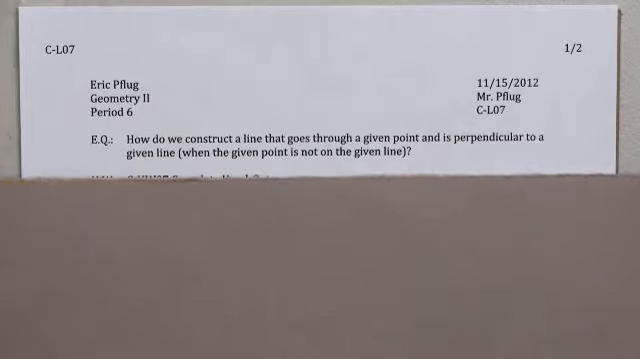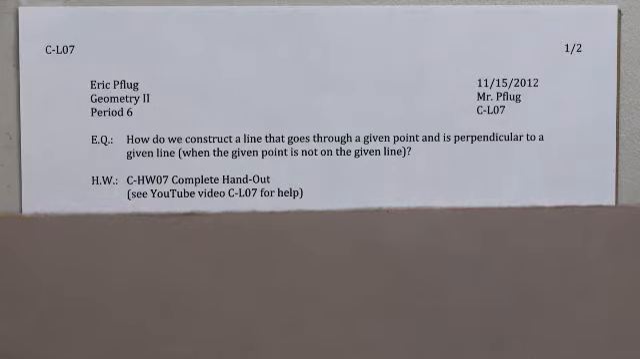Okay, this is lesson C-L07. Put your heading. The essential question is, how do we construct a line that goes through a given point and is perpendicular to a given line, but this time when the given point is not on the given line? So the homework is C-HW07 to complete the handout, and you can see the YouTube video C-L07 for help.